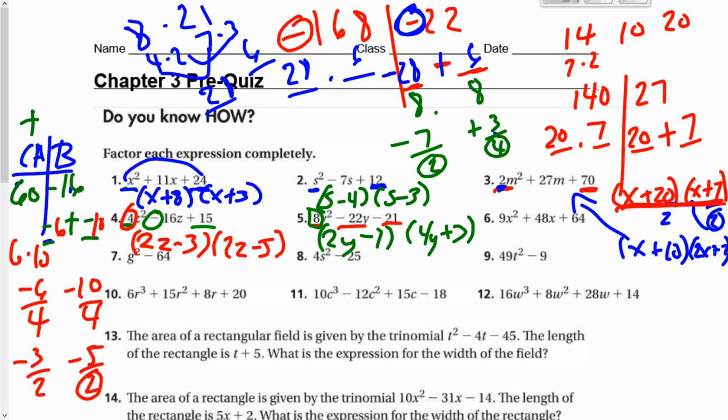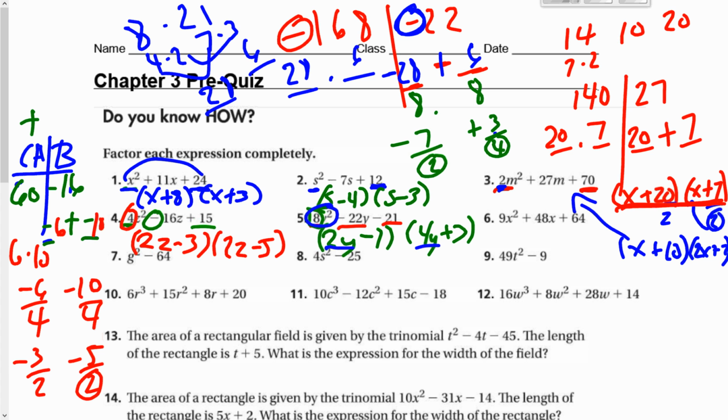And you can always FOIL this out. If you FOILed this out or use the box method, you'd get back to your original starting point. But at least you could check this. 2y times 4y is an 8y squared. Right? So at least you could check that, if not anything else.